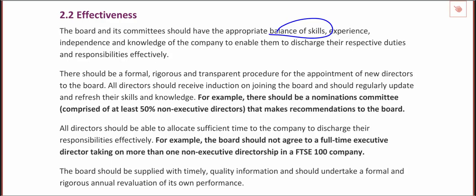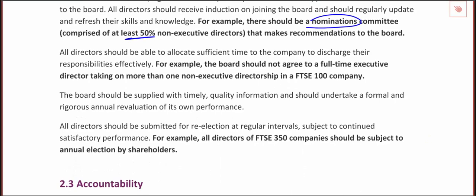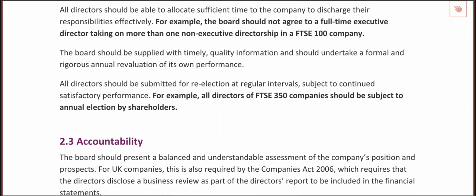So we've got an example. There should be a nominations committee, so a committee that are in charge of nominating people to be appointed to the board, and that should be comprised of at least 50% non-executive directors. So again, that nice independent body, that independent director who can ensure that any nominations to the board are adequate, are fair, are good nominations.